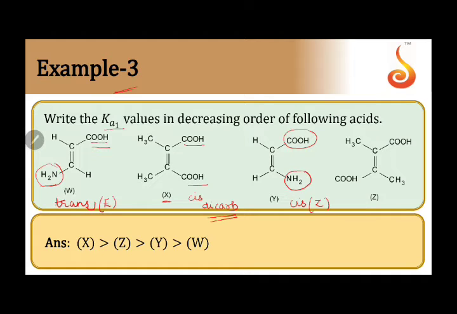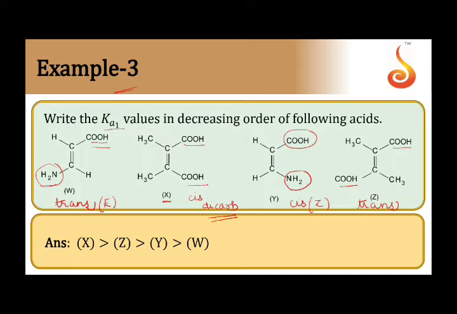When we see the last compound here, the carboxylic groups, there are two and they are on opposite sides. So, it is actually a geometrical isomer of X and this would be the trans isomer. So, W and Y are stereoisomers or geometrical isomers of each other. X and Z are geometrical isomers of each other.